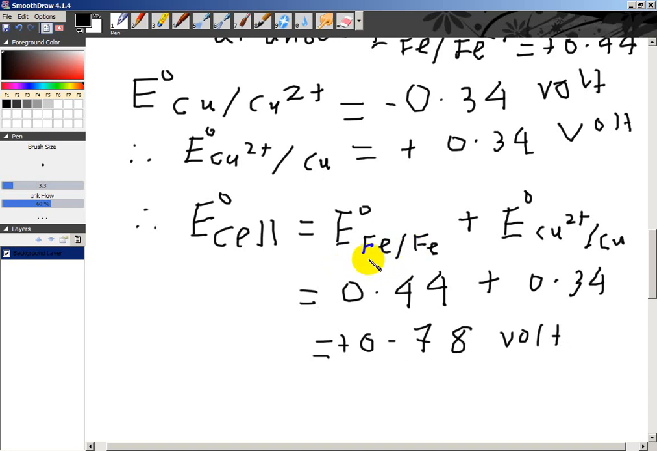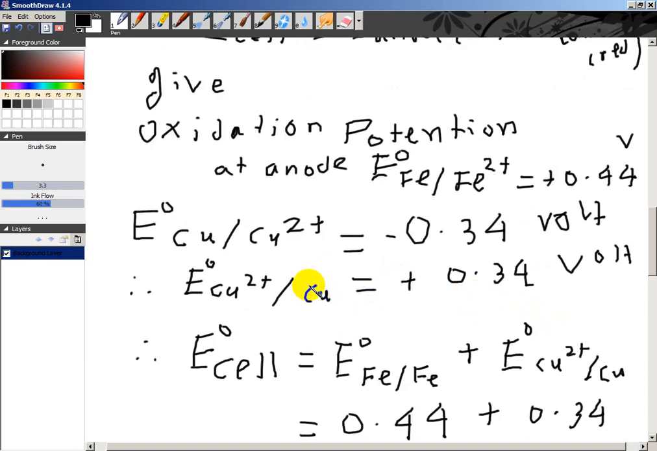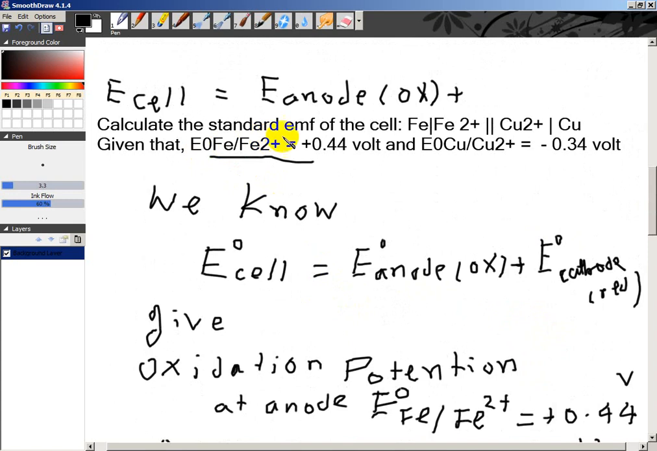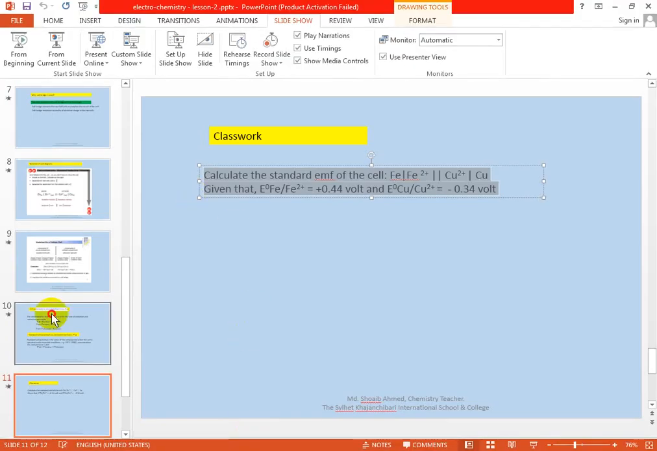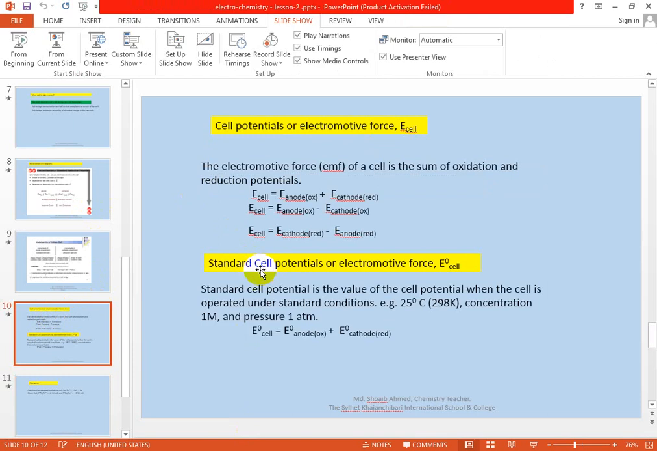This is the anode, oxidation, and this is the cathode, reduction. Yes, calculate. It can be called the electrode potential. It has many names: electrode potential, and EMF is the same thing. Cell potential and electromotive force are the same.